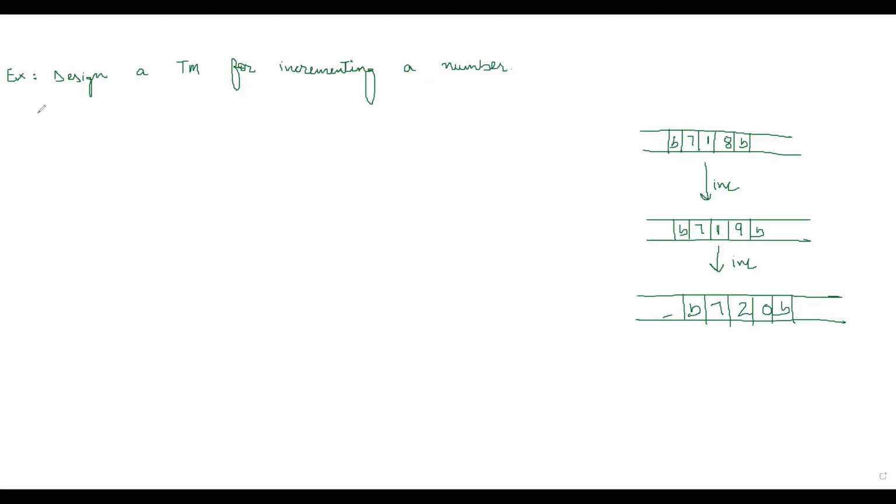So let's see what the steps are. Initially we will be here at the beginning of the number. We will go to the end of the number. So the first part is go to the end. Go to the end means that we have to go in the right direction, one after another, till we reach the blank. And when we reach the blank, we will move one place left. So that means we will be at the end of the number.